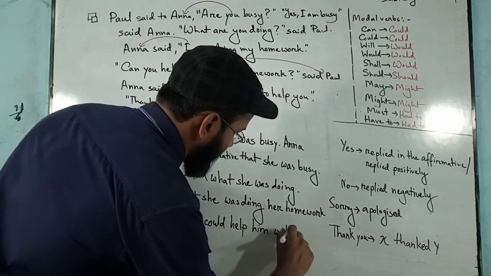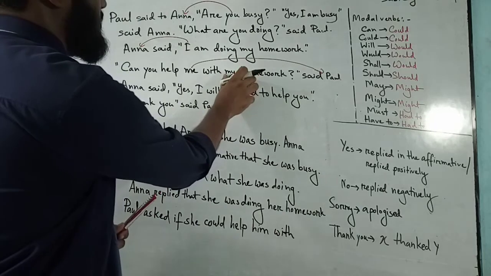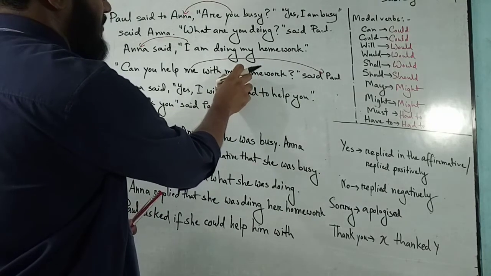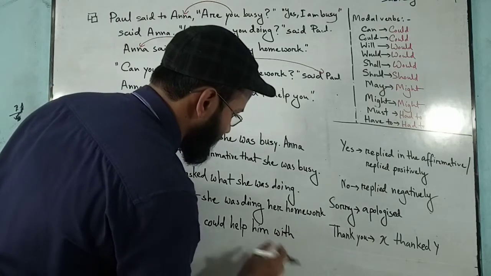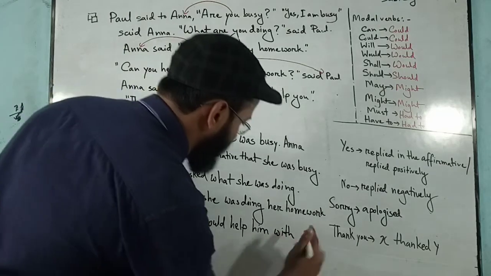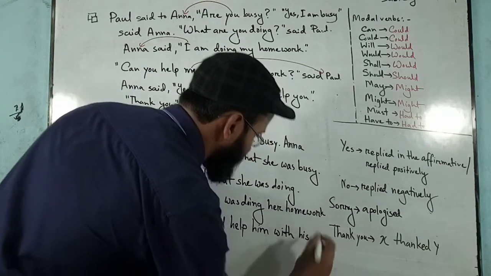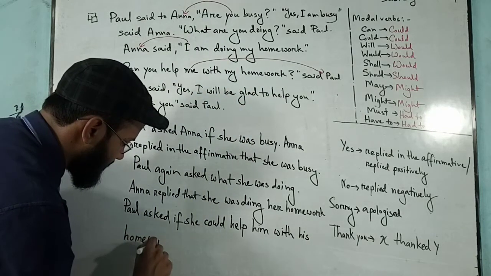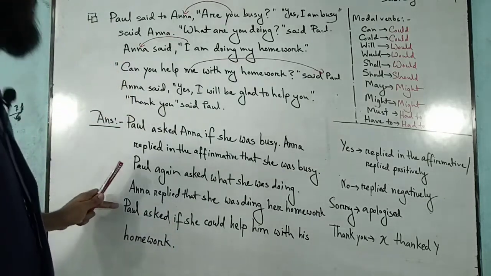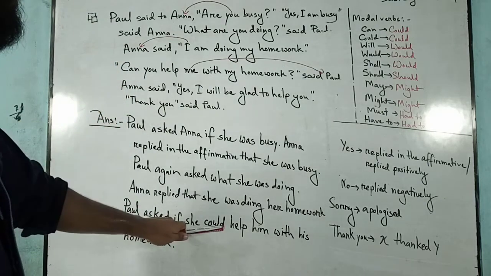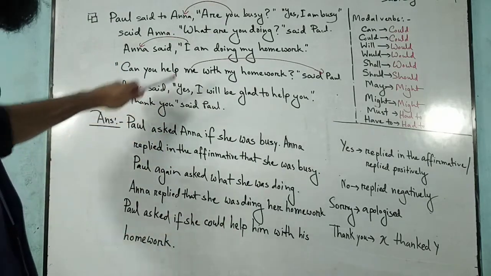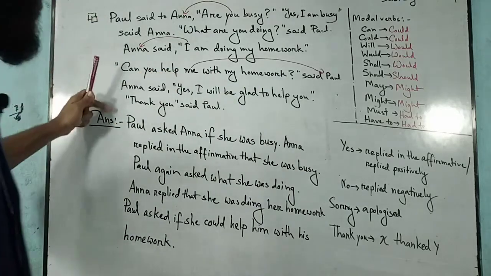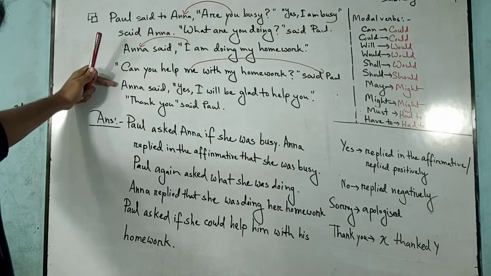with my homework. It's again the same person Paul, and this is the possessive form of the pronoun. It will become the possessive form for he, which is his, and the rest is here. So Paul asked if she could help him with his homework. So we have our indirect speech here written down below.